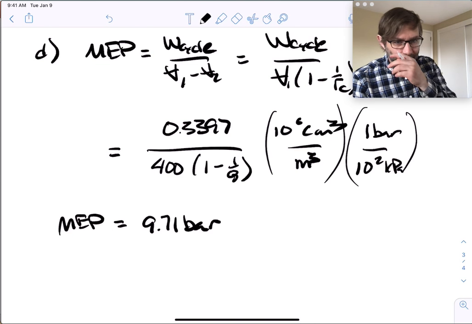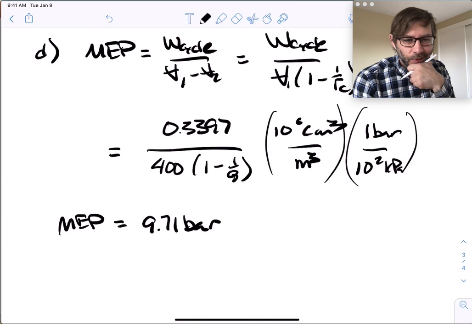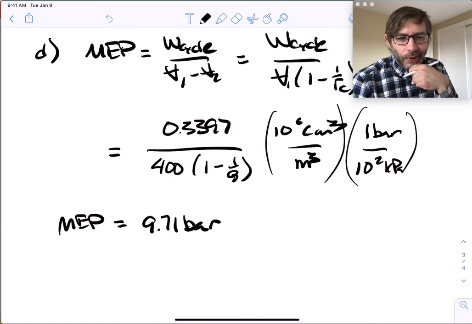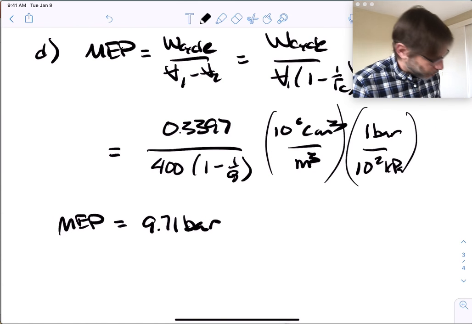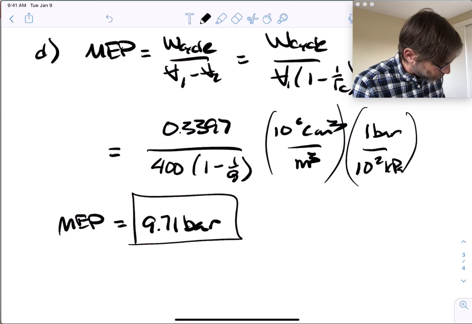9 bar is a somewhat high load operation for an engine. 9 bar is like accelerating onto the highway for a small passenger car engine.